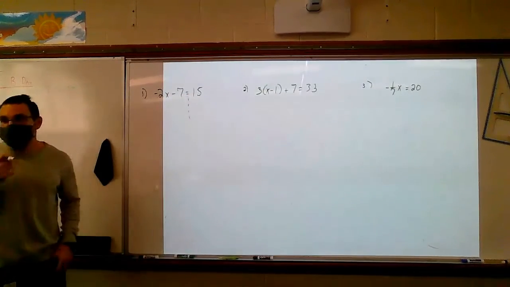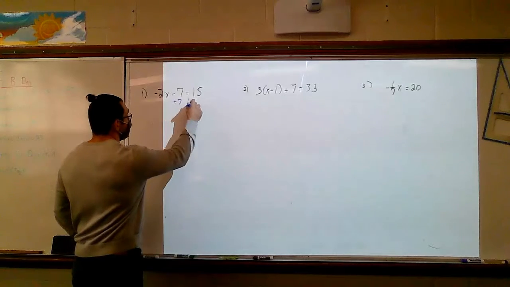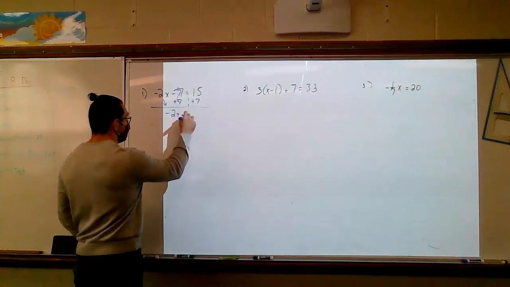We have to move the constant. The goal is to isolate the variable. We move the constant by using the inverse operation. That's the additive inverse. That leaves me negative 2x comes on down.